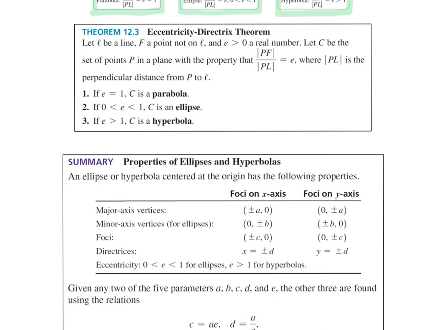So here we have a theorem that kind of describes what we just looked at. When you look at the distance from a foci over the distance from a line, that's our eccentricity. Equal to 1, our curve is a parabola. Between 0 and 1, the curve is an ellipse. Greater than 1, the curve is a hyperbola.